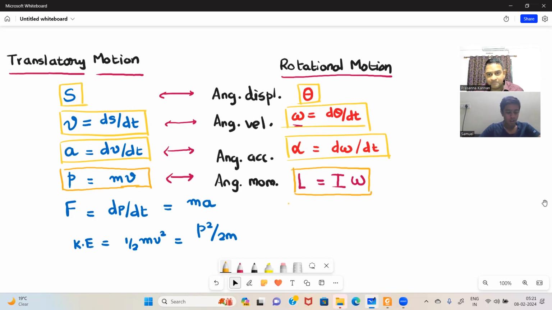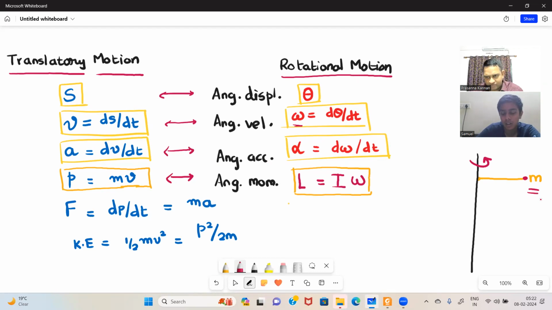Now, in addition to that, because the body is rotating, one more factor comes into the picture. That is the distance of that mass from the axis of rotation. So let's say this is the axis of rotation, the axis about which the mass is going to rotate. Now, greater the mass, greater is the moment of inertia, greater is the inertia. Similarly, one more factor.